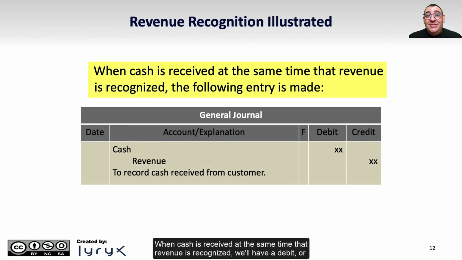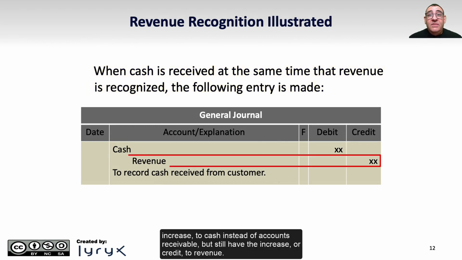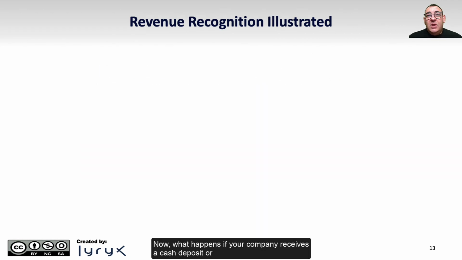When cash is received at the same time that revenue is recognized, we'll have a debit or increase to cash instead of accounts receivable, but still have the increase or credit to revenue. Now, what happens if your company receives a cash deposit or advance payment from a customer before the revenue is earned?